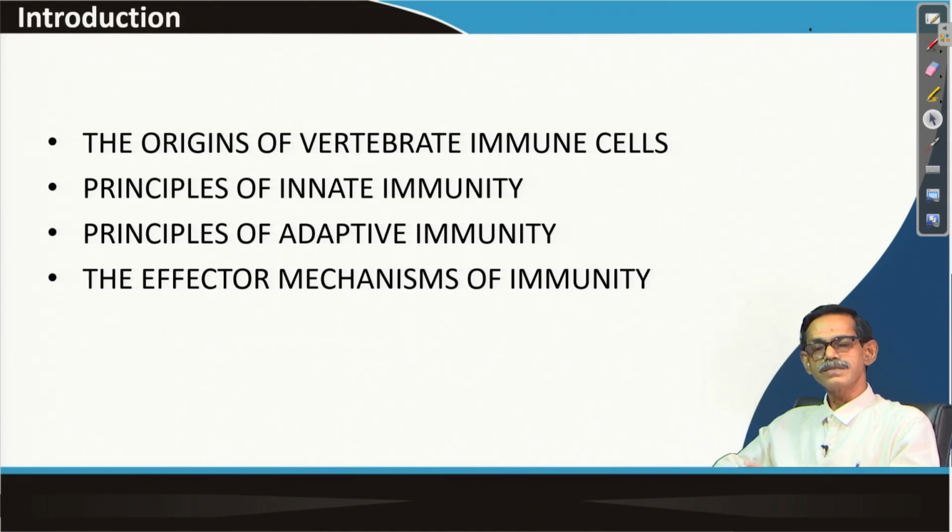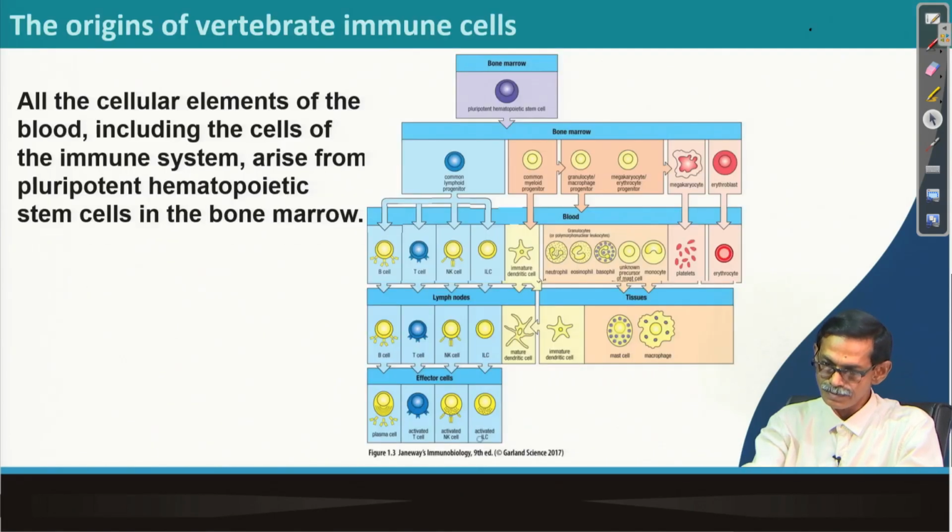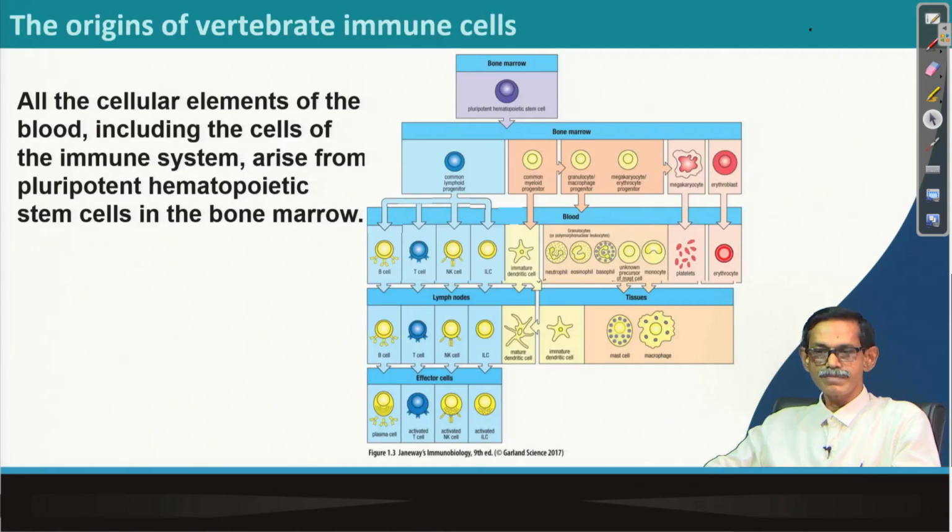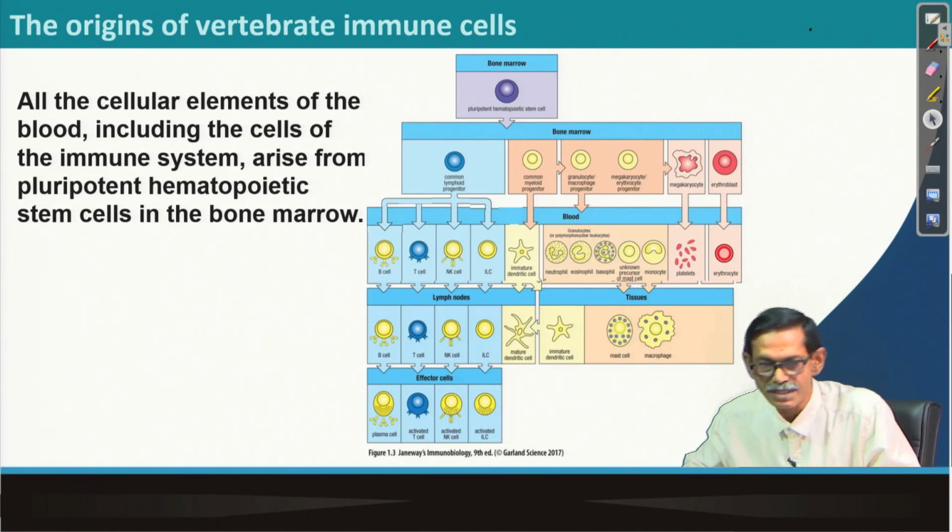As an introduction to this whole course, in the basic concepts of immunology, the first few lectures will cover the origin of vertebrate immune cells, those responsible for the immune system, the principles of innate immunity, the principles of adaptive immunity, and the effector mechanisms of immunity. So, the origin of vertebrate immune cells.